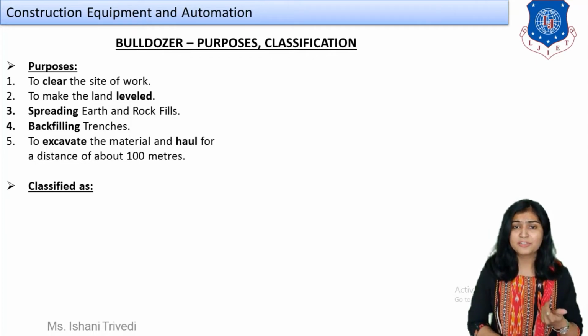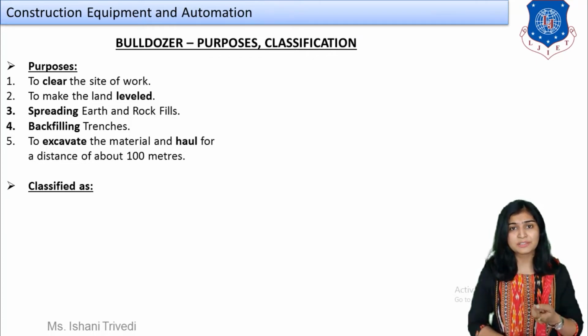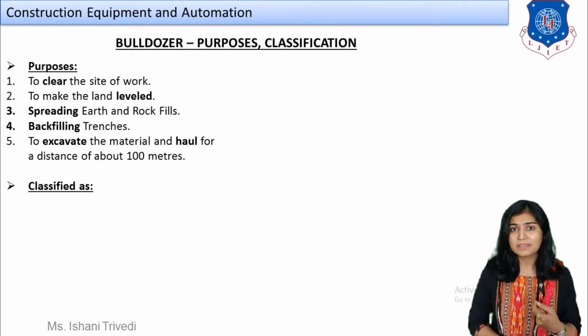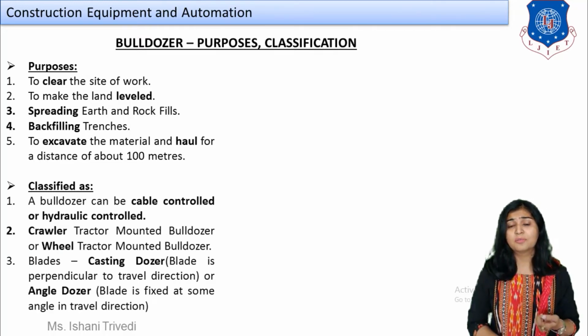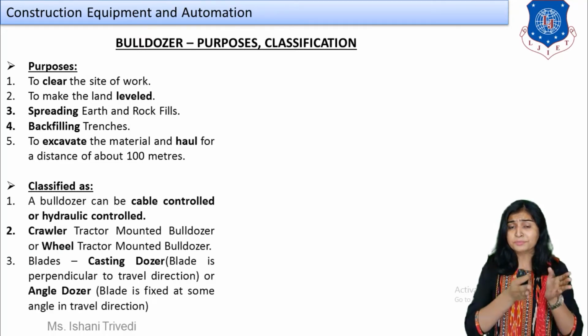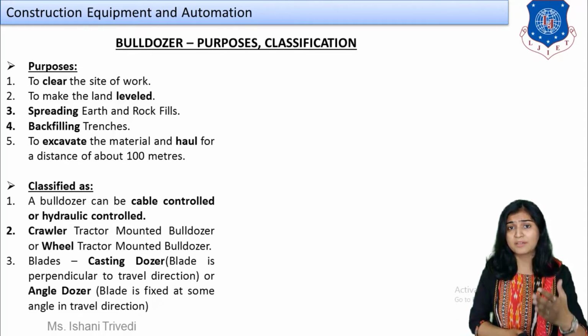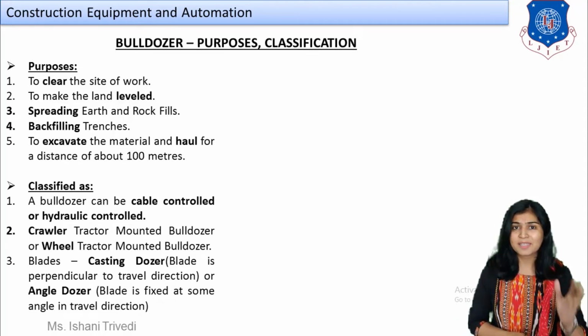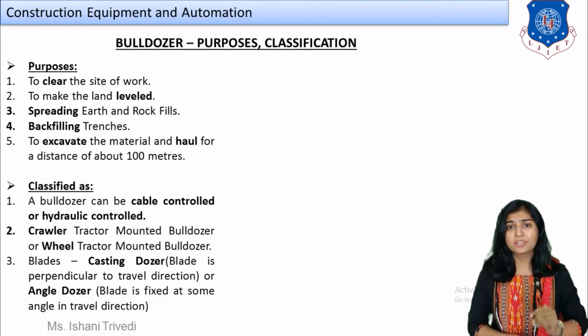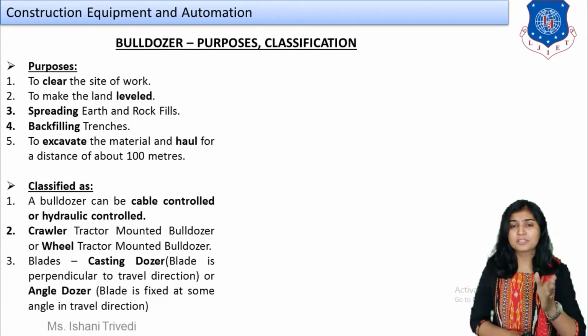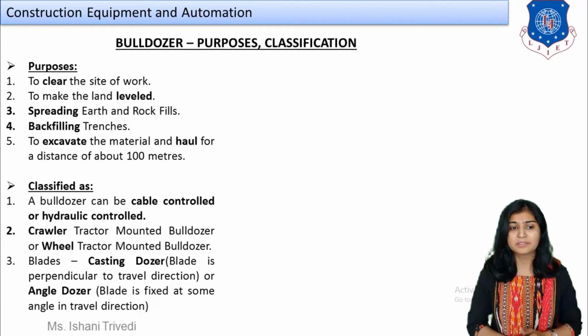Next, backfilling trenches. For the foundation trenches, when backfilling is to be done at last, you can use the bulldozer. Then to excavate the material and haul it for a distance of about 100 meters. So this is the limit for the bulldozer. For a distance up to 100 meters, you can excavate the material and haul it.